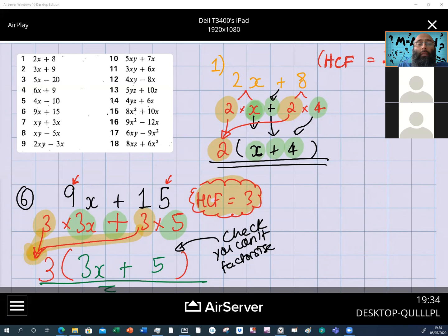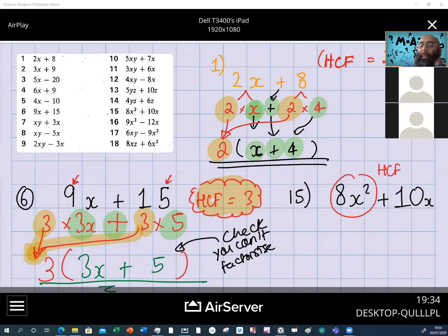Right, okay, let's have a look at number 15. We have 8x squared plus 10x. Okay, Eliza, now I've given you something a little bit more. So you might have a numerical value and a letter as well. So, right, what's the highest common factor of these 2 bits here?